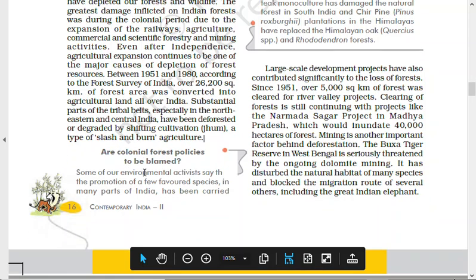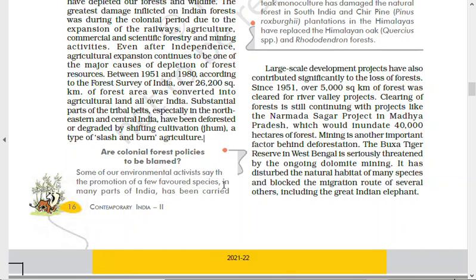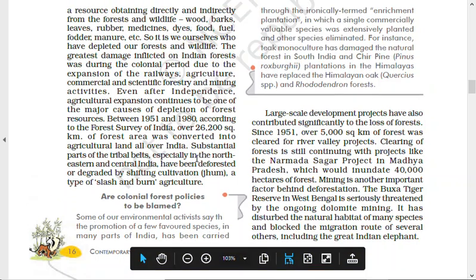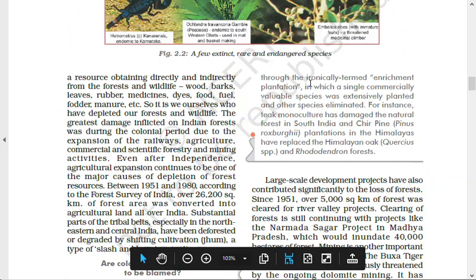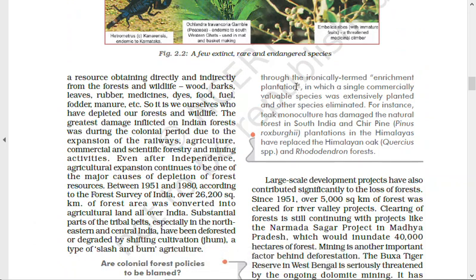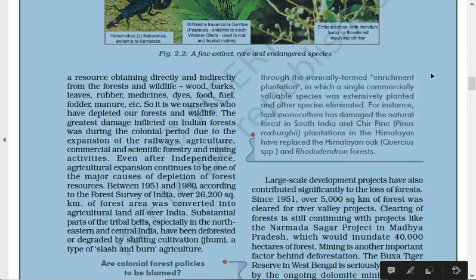So it says some of our environmental activists say that the promotion of a few favored species in many parts of India has been carried through the ironically termed enrichment plantation, or you can say scientific forestry, in which a single commercially valuable species was extensively planted and other species eliminated. This is what I told you. This was in grade 9, okay?